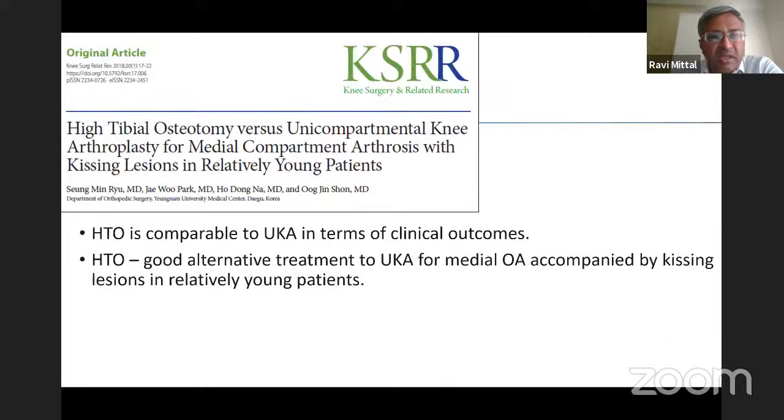Now, in this study, which was published from Korea, they did HTO and UKR in patients with kissing lesions in medial compartment osteoarthritis. What they found out was that the outcome of HTO was similar to unicompartmental arthroplasty in these patients with kissing lesions. So the inference is that HTO is a very good alternative to unicompartmental arthroplasty when you have medial OA in relatively young patients.